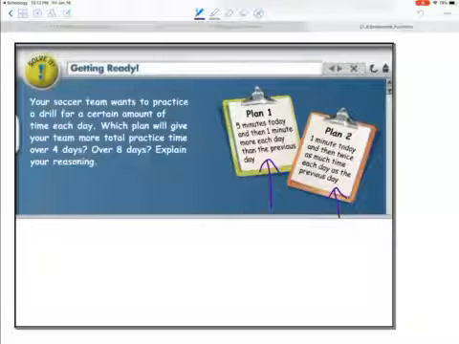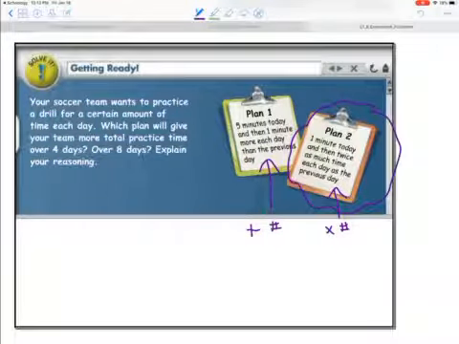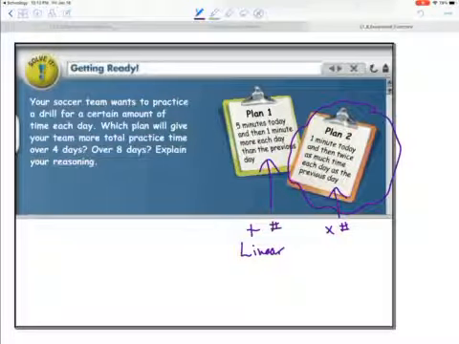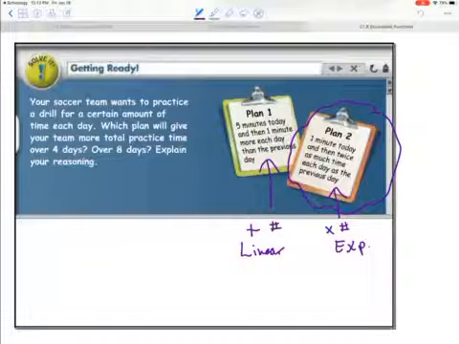These plans are different in that in Plan 1 I'm adding a certain amount, and in Plan 2 I'm multiplying by a certain amount. These two plans are different in that Plan 1 is arithmetic and Plan 2 is a geometric sequence. That's what we're going to be learning about today, geometric sequence. Plan 1 is linear. And we're going to learn about exponential.